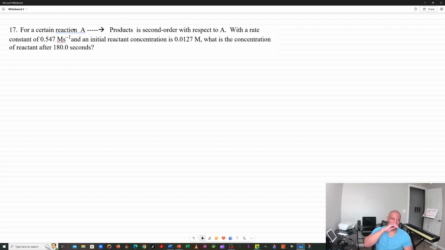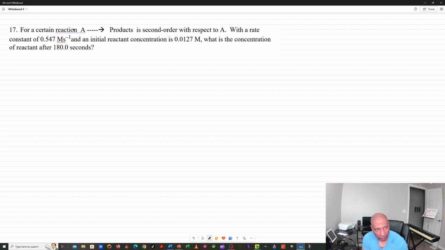So it says for a certain reaction, A yields product is second order with respect to A with a rate constant of 0.547. It should be m to the negative 1, s to the negative 1, by the way. And the initial reactant concentration is 0.0127 moles per liter. What is the concentration of reactant after 180 seconds?